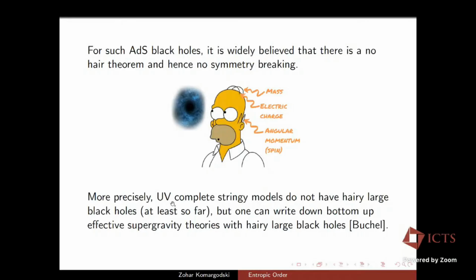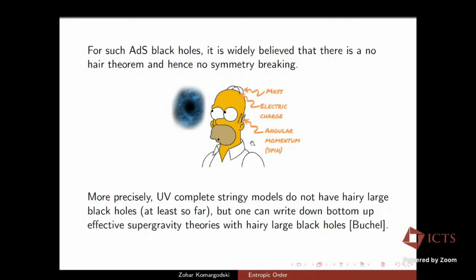Now, a more precise statement is that, for instance, Alex Bushell from Perimeter Institute and Waterloo University, I guess, has found many large black holes with hair within supergravity theory. But as far as I know, if you look at UV complete stringy models, none of them has hair. The large black holes within those models do not have hair. So there might be some interesting statement here that at least UV complete quantum gravity theories are such that large black holes have no hair. But at least in supergravity, there are counterexamples.